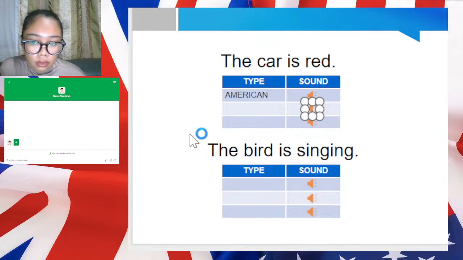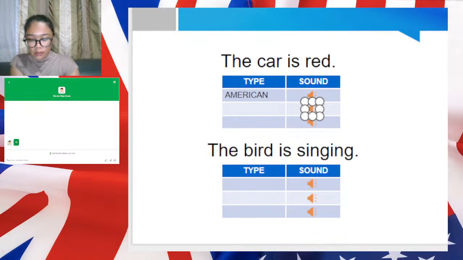The car is red. The car is red. The car is red. Again, the car is red. The car is red. The car is red.